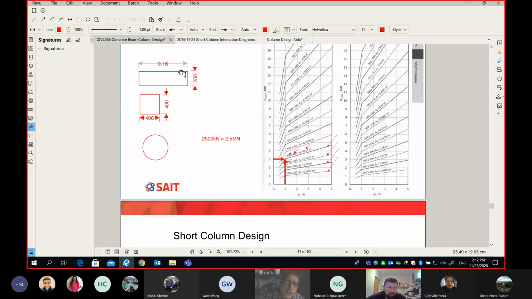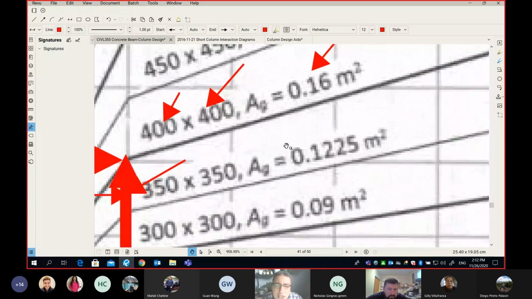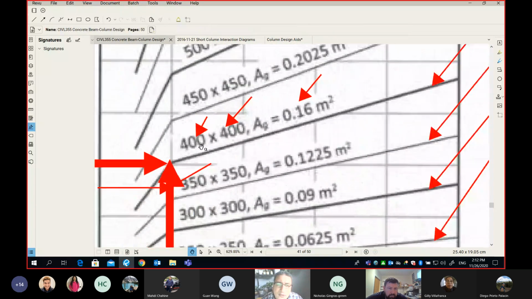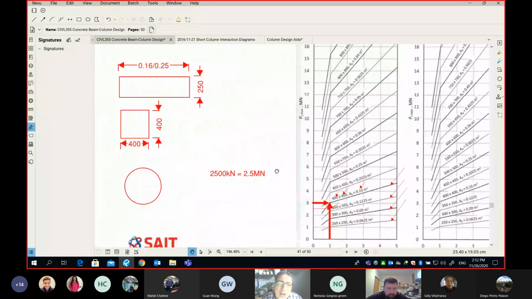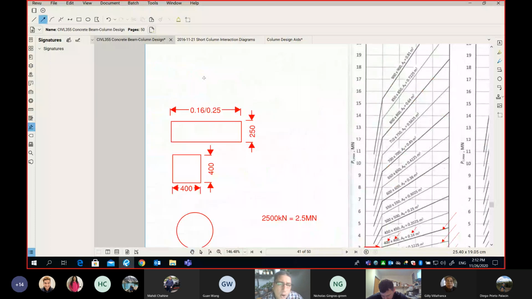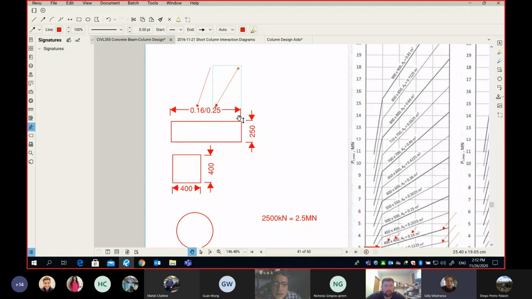No, it will be 0.16. That's the area divided by 0.25, which is the width of your column. So look at this, I'm going to zoom in. This chart is telling you if your column is a square, it's 400 by 400. If your column is not square, then this will be the gross area. Now I know that my column's gross area is supposed to be 0.16. And if I divide the area by the width of my column, I will get the length of my column. Are you following? Yeah, I'm following now.